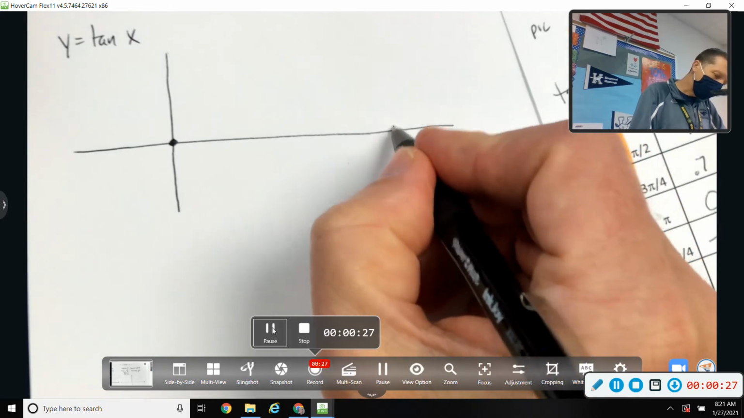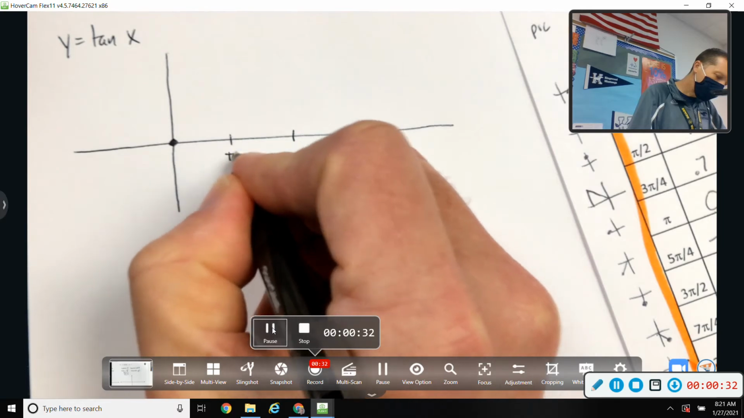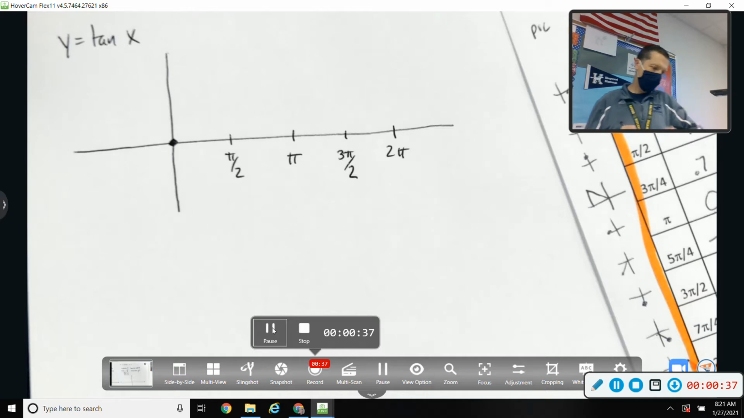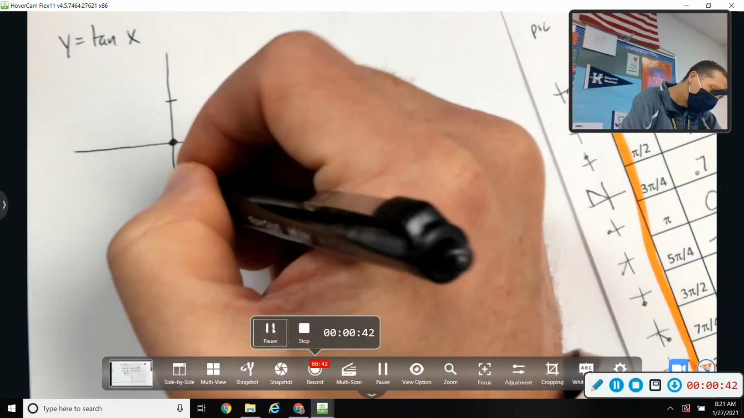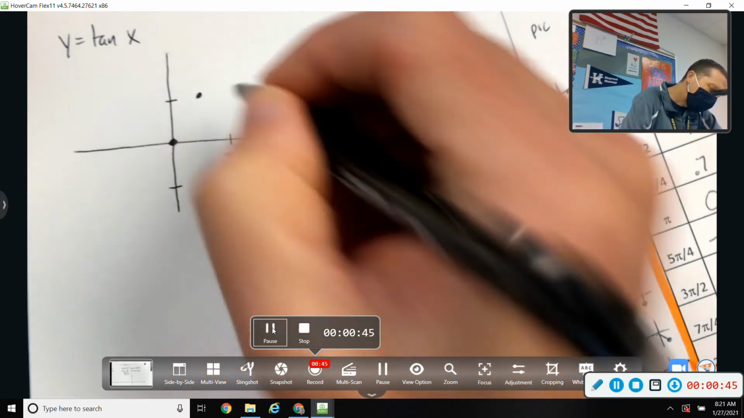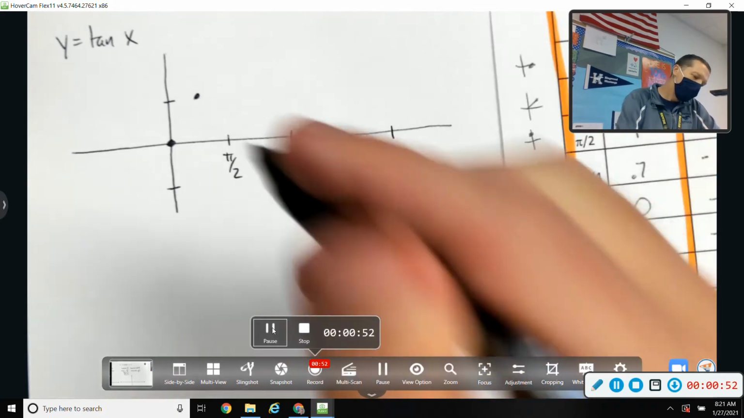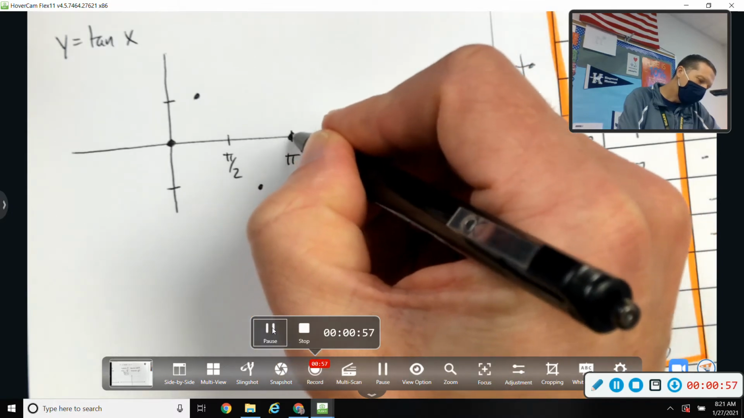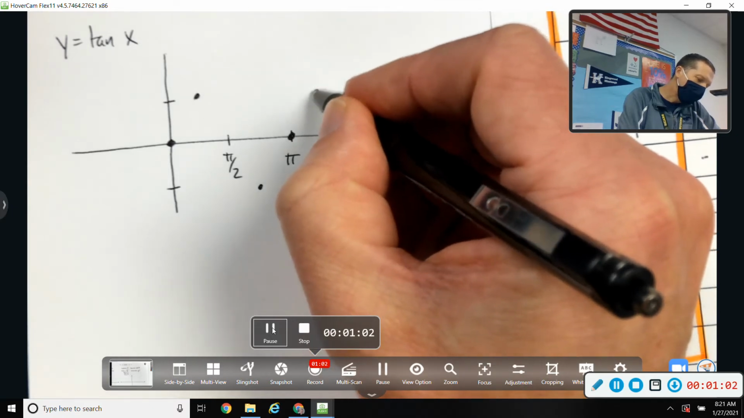I guess we can go out to 2 pi. That's what we normally go out to. So 0, 0. Pi over 4 is 1. Pi over 2 is undefined, so let's leave that blank for a minute. 3 pi over 4 is negative 1. Pi is 0. 5 pi over 4 is positive 1.